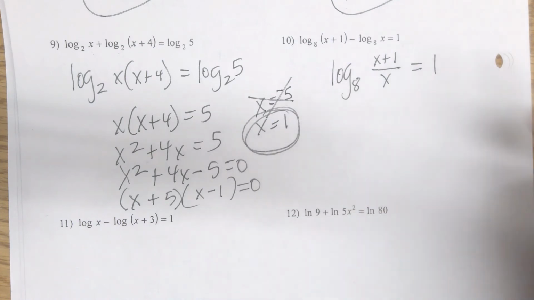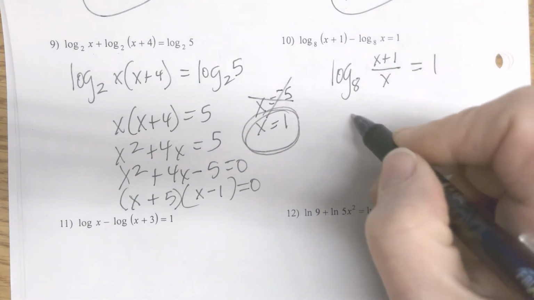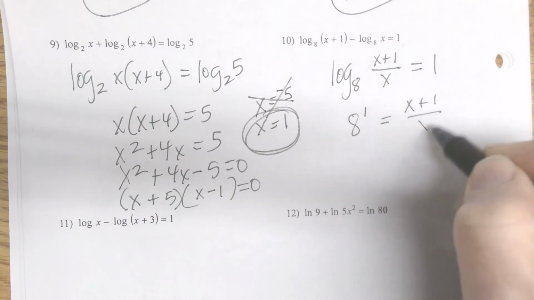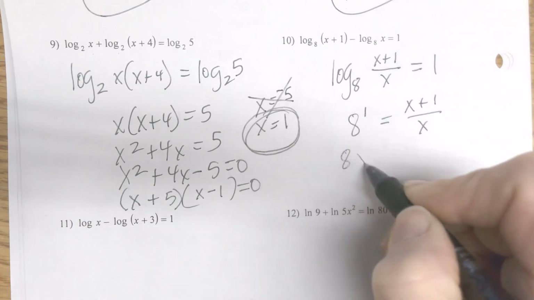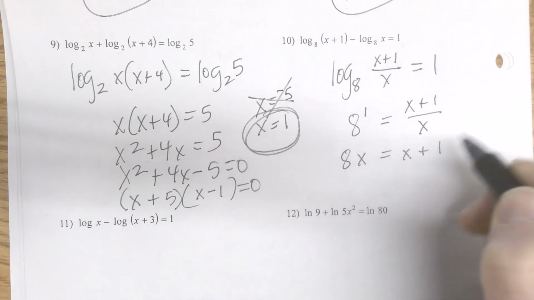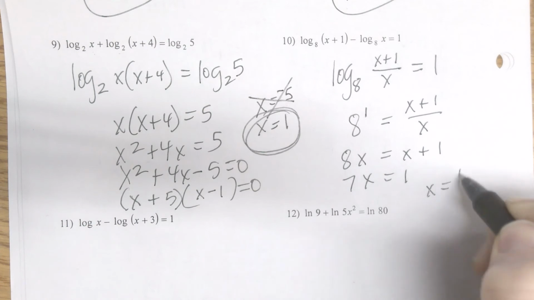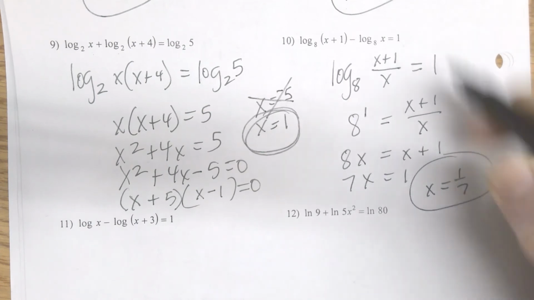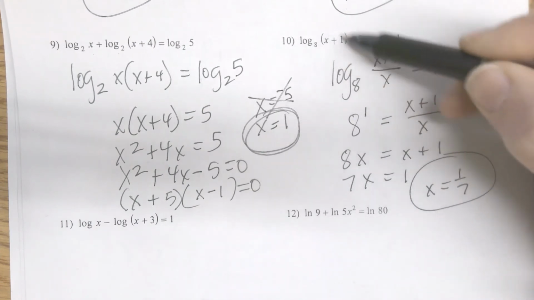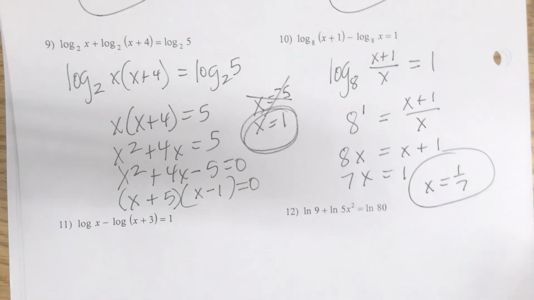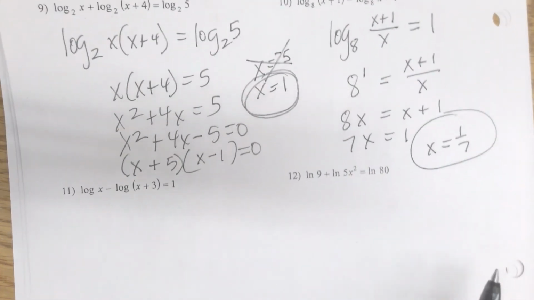I'm going to write this in exponential form and solve. That's 8 to the first power equals x plus 1 over x. So 8x equals x plus 1, 7x equals 1, x is 1/7 would be my final. Does that work here? Is that going to cause a negative value? Nope, not an issue, so x equals 1/7 is a fine answer.